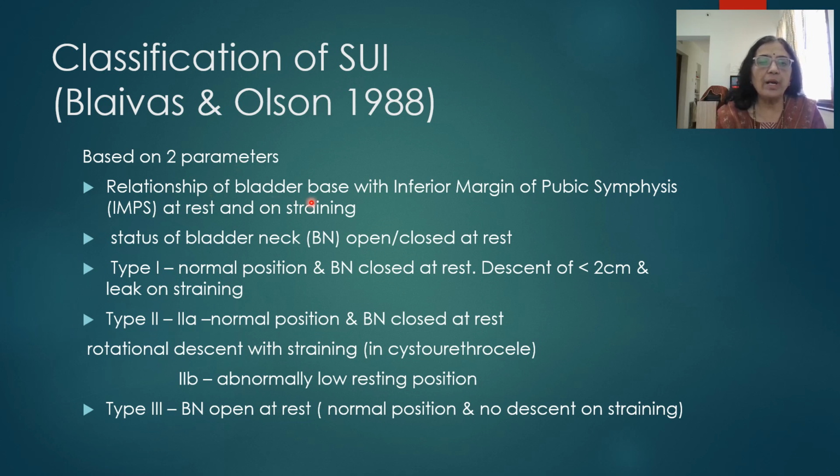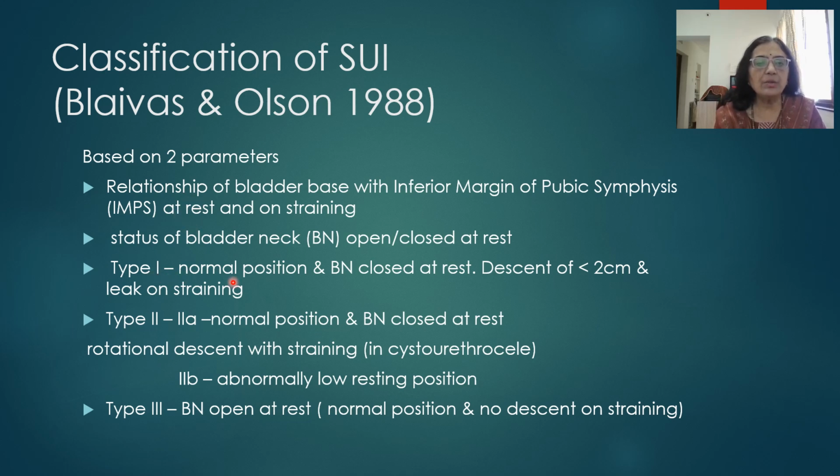One is relationship of bladder base with respect to inferior margin of pubic symphysis, which is short form IMPS. IMPS is inferior margin of pubic symphysis. Relationship of bladder base with IMPS at rest and on straining. That is one parameter. Second parameter is what is the status of bladder neck, BN, whether it is open or closed at rest. So these are the 2 parameters on the basis of which Blaivas and Olson have divided SUI in three types, type 1, type 2, and type 3.